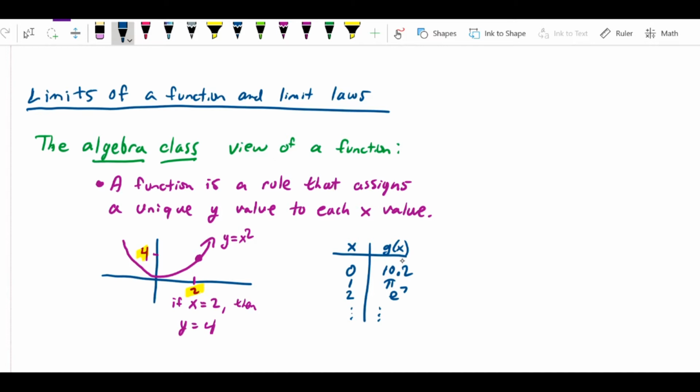You're going to say, well, wait a minute, what rule could possibly give those numbers? And the answer is, it doesn't matter. It doesn't have to be an easy algebraic rule like x squared. It can just be any rule and it's still a function. Anyway, that's what functions do. But this is different from the calculus view of what a function is.